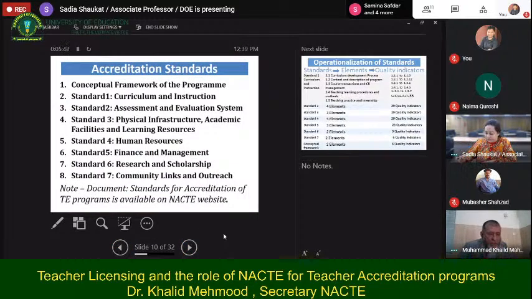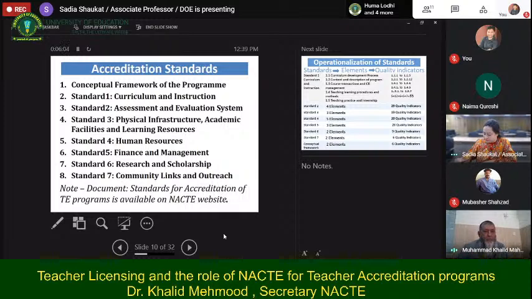We have 8 standards: standard number 1 to standard number 7, and the conceptual framework of the program. It is also basically a standard.